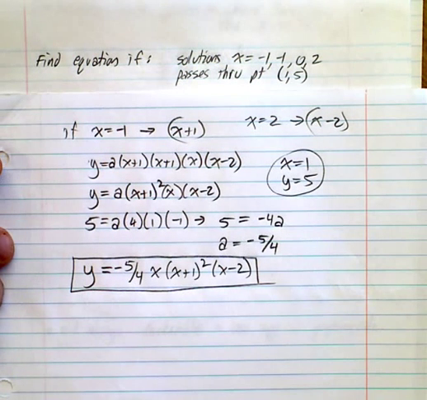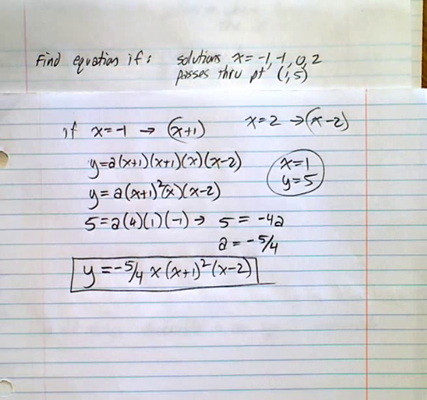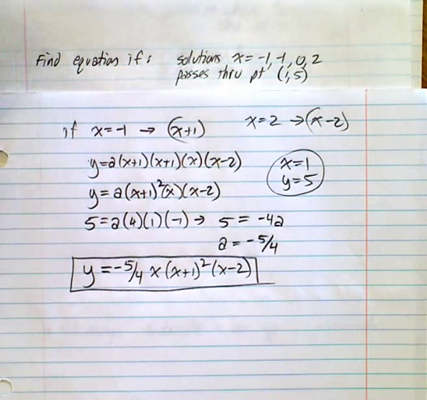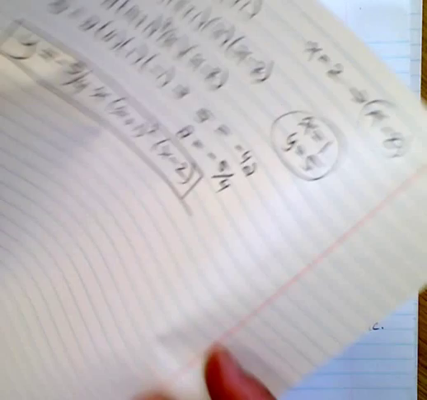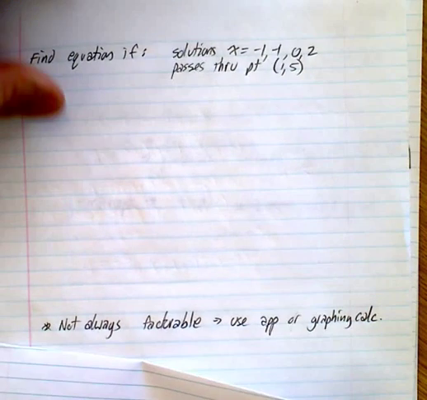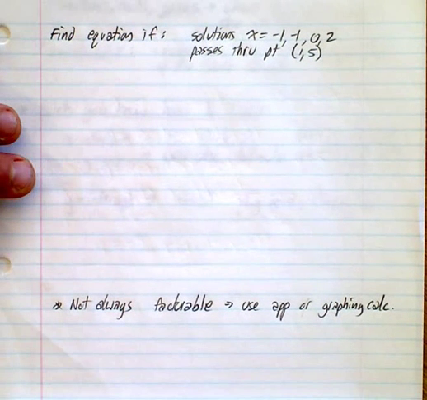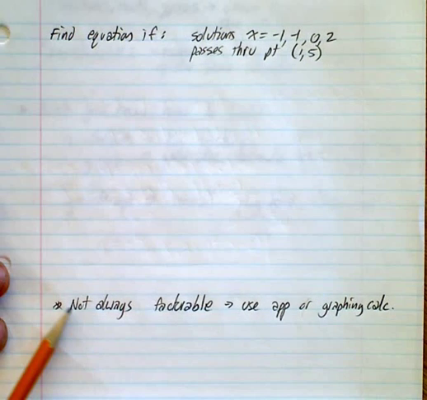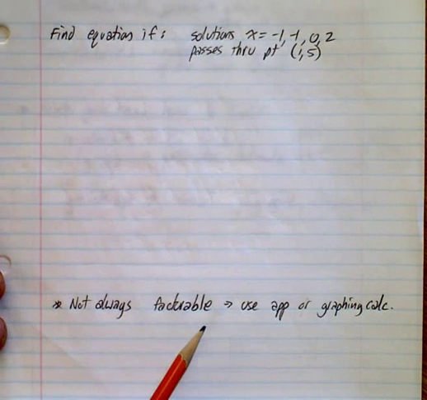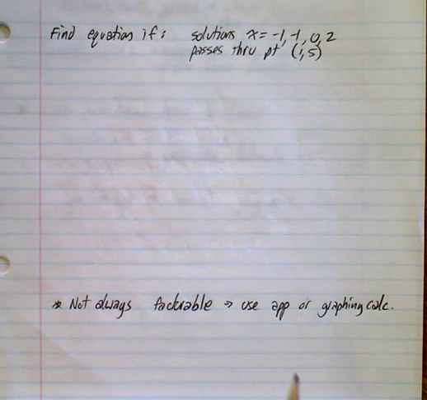And what we can do here is use your graphing calculators and applications to graph these and see what they look like. Those are tools that help us figure some of these things out. I'll leave it at that for now. And what I wanted to point out was that sometimes they're not always factorable. So you can use the quadratic formula if you want, or use your app or graphing calculator.